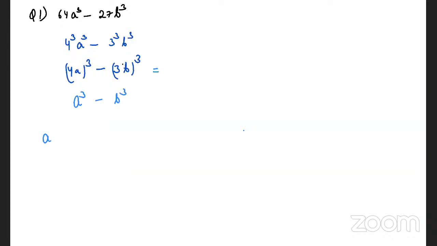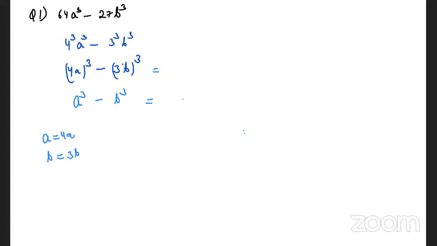64a cube minus 27b cube. Now it is in the form of a cube minus b cube. Means can I write 64 as 4 cube? 4 cube a cube minus 3 cube b cube, like 4a cube minus 3b cube. Yes or no? So it means that it is in the form of a cube minus b cube, where a is equal to 4a and b is equal to 3b.